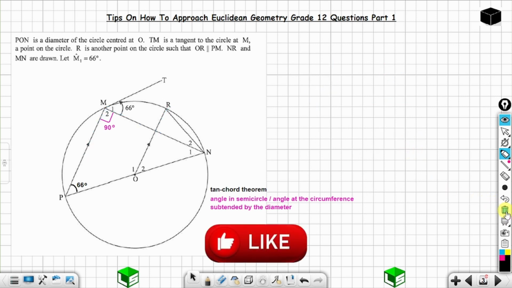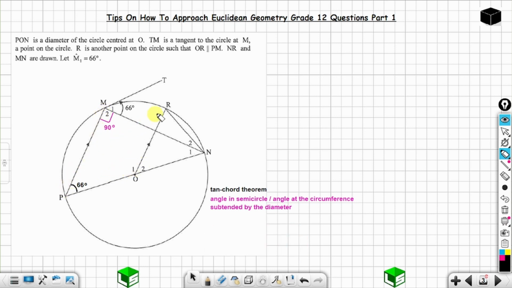So because this line is parallel to this line, this angle is also equal to 66 degrees. And the reason is corresponding angles. These are corresponding angles. PM is parallel to OR. So this is how you can give the reason.